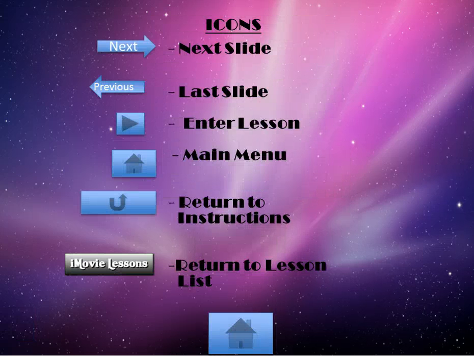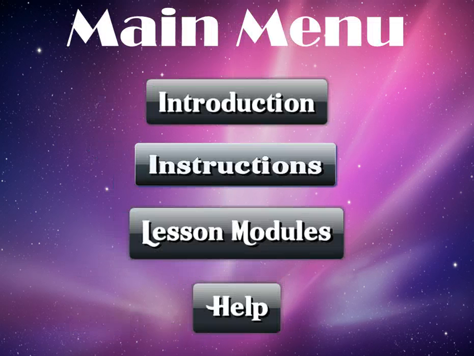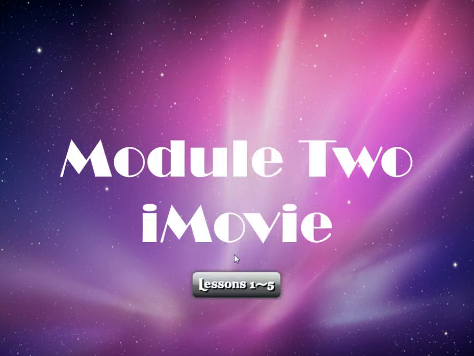If you go to help, I thought the greatest need for this tutorial would be for the user to understand how to navigate it. So they have icons and then explanations of what those icons mean. We'll go back to the main menu and start looking at the lesson modules. If we click on lesson modules, it tells us what modules are available in this tutorial. Of course, the only one active is iMovie because that's the one I fully developed.